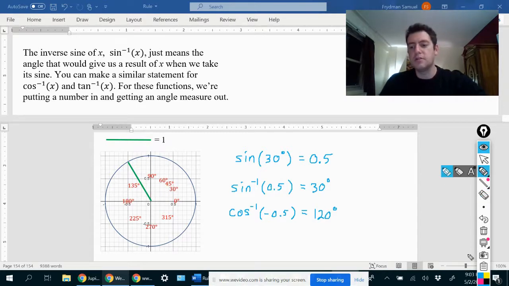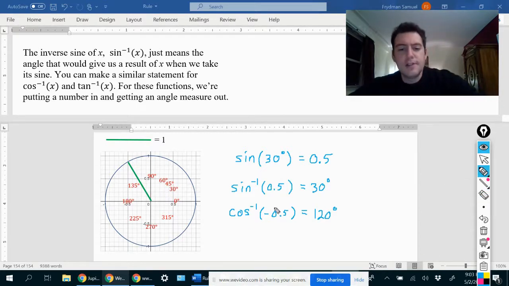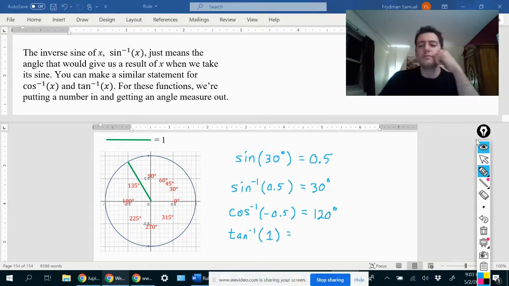How about the inverse tangent of 1? So here's the question that we're asking. The tangent of what angle is equal to 1? That's going to be our answer. We find that angle whose tangent is equal to 1.